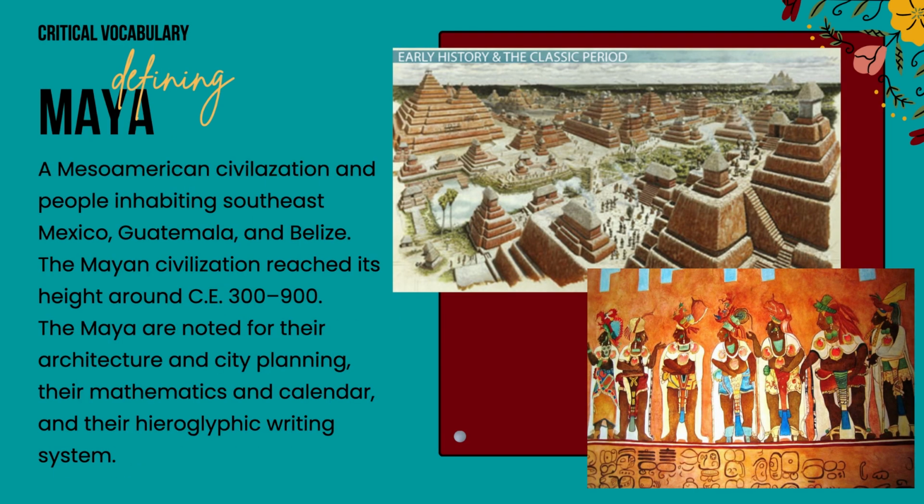We must always respect and honor the Maya, Mesoamerican people that inhabited southeast Mexico, Guatemala, and Belize. Their civilizations reached their height around Common Era 300 to 900. And as you can see from these pictures, they're noted for their amazing structures and the technology that was required to organize and plan cities that were unparalleled at the time. Very few other places in the world had this type of advancement at the time that they flourished.